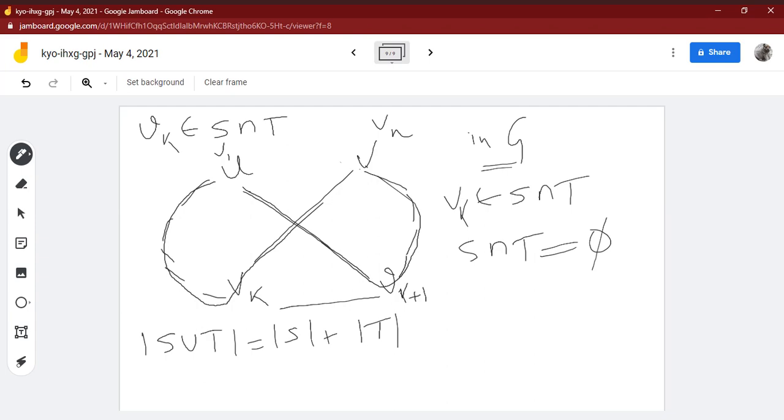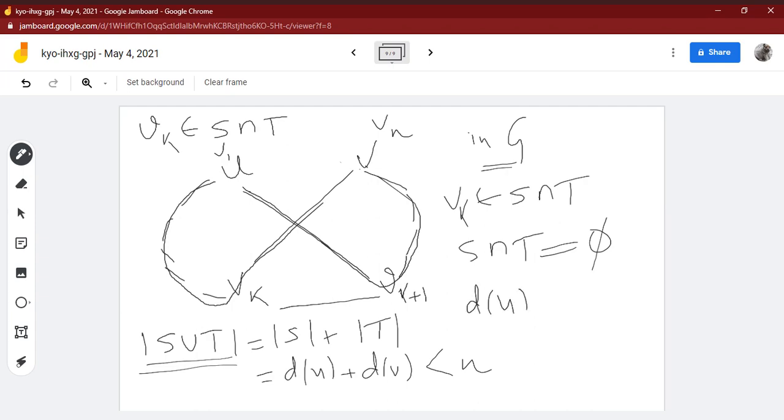You know that the number of elements in S union T equals the number of elements in S plus the number of elements in T minus the number of elements in S intersection T. You know that one. In this case, the intersection is empty, so the number of elements in S union T equals |S| plus |T|, which equals d(u) plus d(v), which is always less than n, because the number of elements in S union T is always less than n.